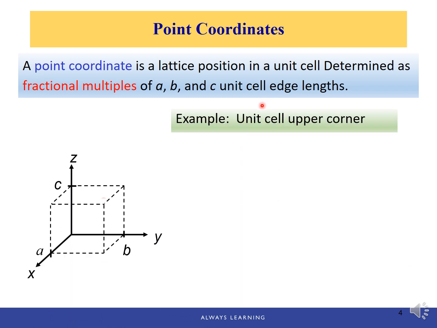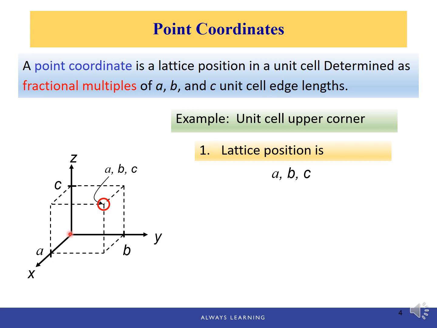So now let's take a look at one example to see how we find the lattice position or the point coordinate of this upper corner within the unit cell. So first of all, again, we need to set up the right-handed coordinate system. Usually, the origin is located back here at the back corner, and the x, y, z axes are along the three edges respectively, like this.